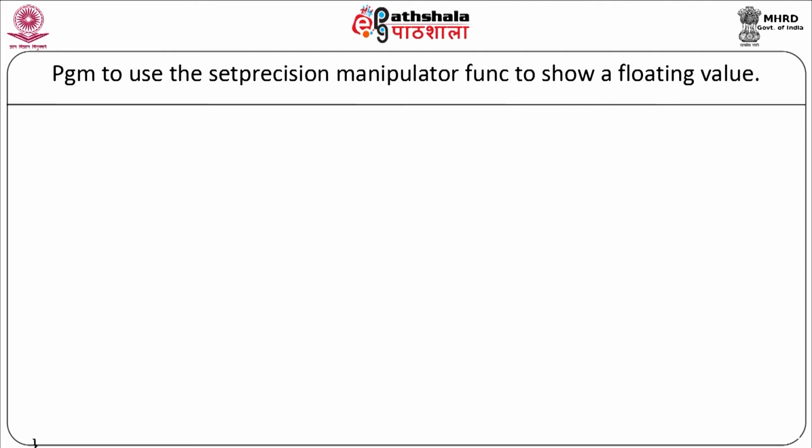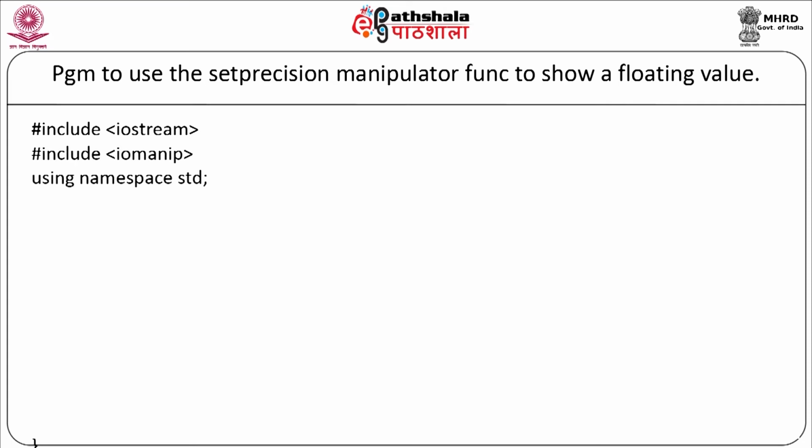We will start with the program: #include <iostream>, #include <iomanip>, using namespace std. We will start with our main function, int main, float a, b and result. a is equal to 7, b equal to 3, result is equal to a/b. Now we will change the precision values and we will try to print the result value.